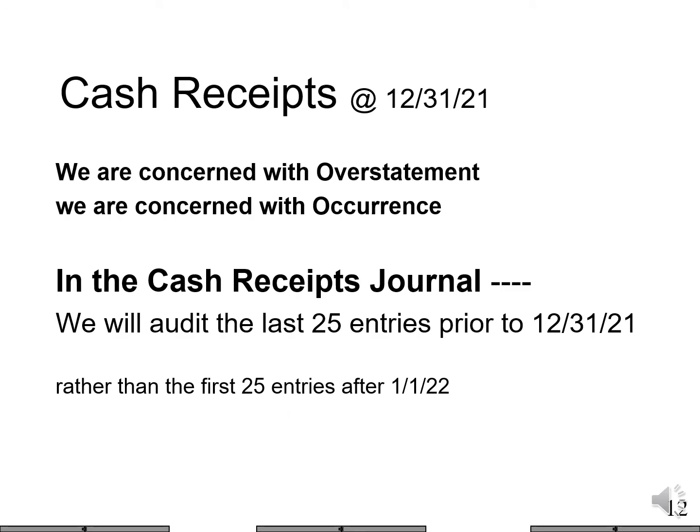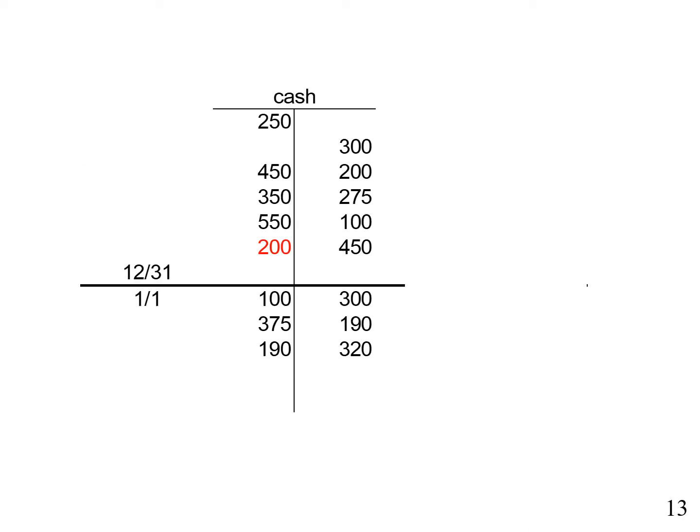Cash receipts as of December 31st, we're concerned about overstatement and occurrence. We're going to audit the last 25 entries in the cash receipts journal prior to December 31st. We're worried about that red 200. Yes, they recorded it in December. Did they actually receive it in December? We're worried that they may have received it in January, but recorded it as if they received it in December.